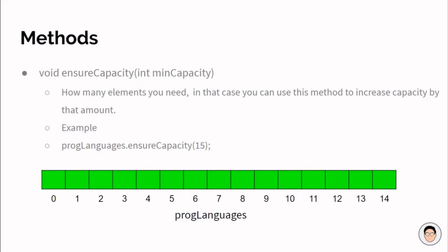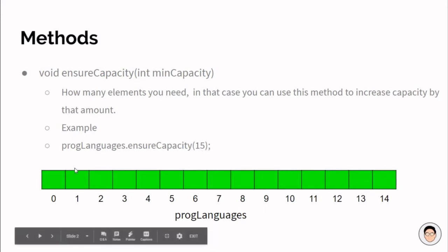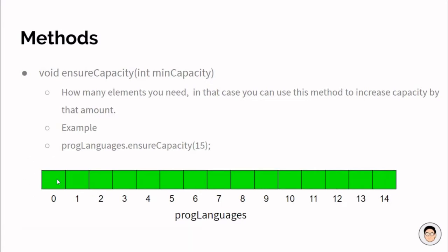One thing you should know is even if you assign minimum capacity to 15, you cannot directly insert at 14, 13 or even at 1. You have to insert at 0 first. Otherwise, you will face an index out of bounds exception.